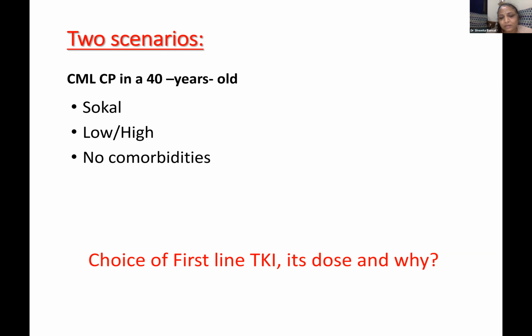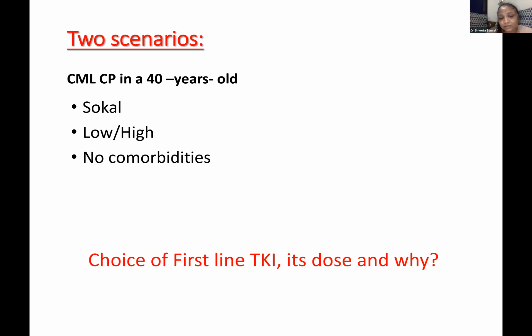In my practice, I mostly prefer imatinib in younger patients with low Sokal score, because one, the patients don't want to come regularly for a very regular follow-up. When we are using a second generation TKI, more regular follow-up is required for these patients to rule out the toxicities which are associated with them. And definitely the cost issues are also there.